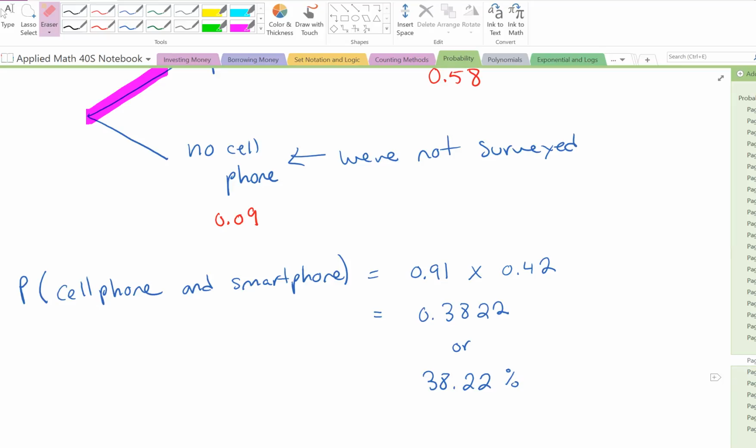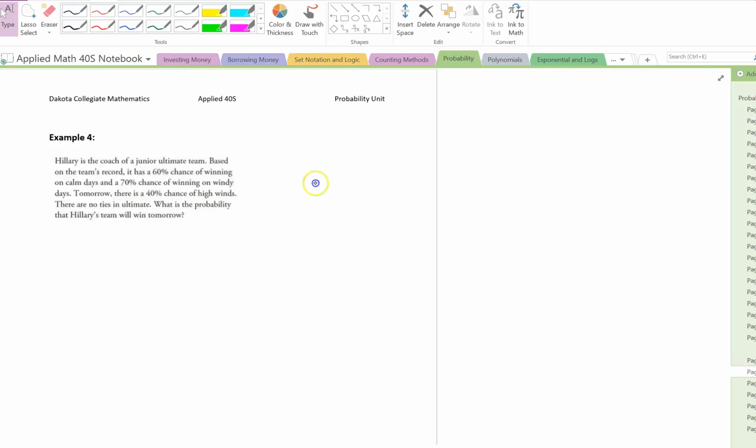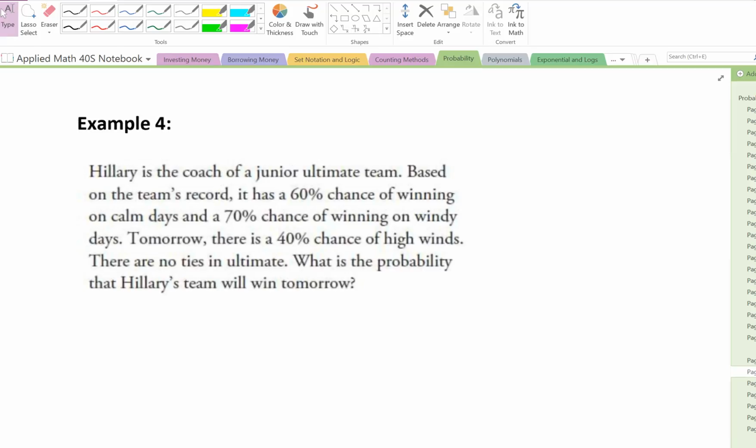Let's take a look at another example where we're doing a similar type of question. Hillary is the coach of a junior ultimate team. Based on the team's record, it has a 60% chance of winning on calm days and a 70% chance of winning on windy days. Tomorrow, there's a 40% chance of high winds. There are no ties in ultimate. What is the probability that Hillary's team will win tomorrow?